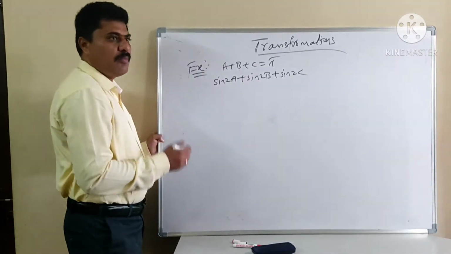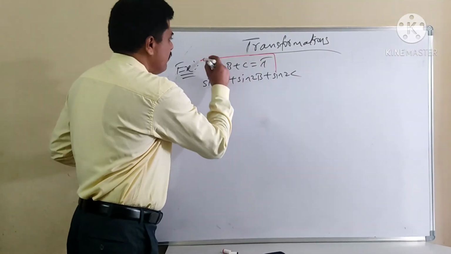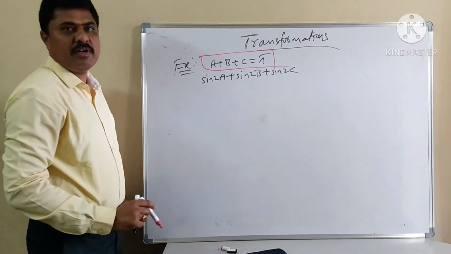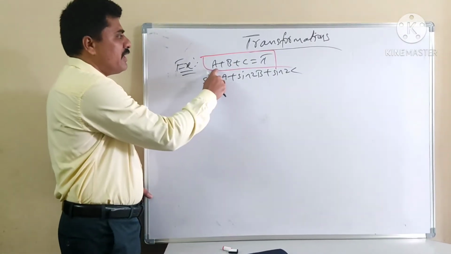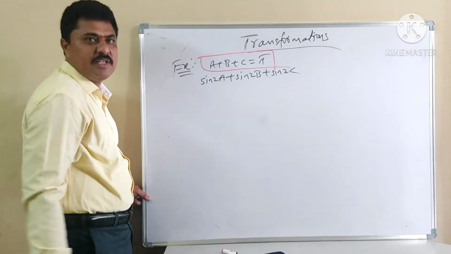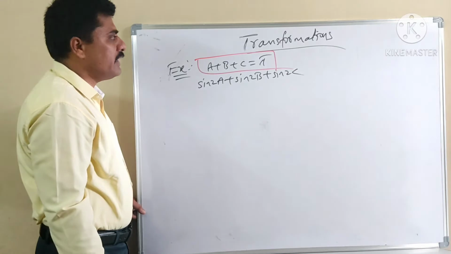So this we don't know, but the condition is given that A plus B plus C is equal to pi, that is 180 degrees. Now A plus B plus C is equal to pi. So A becomes pi minus of B plus C. So I can adjust these 3 angles by subtracting from the value that is pi.